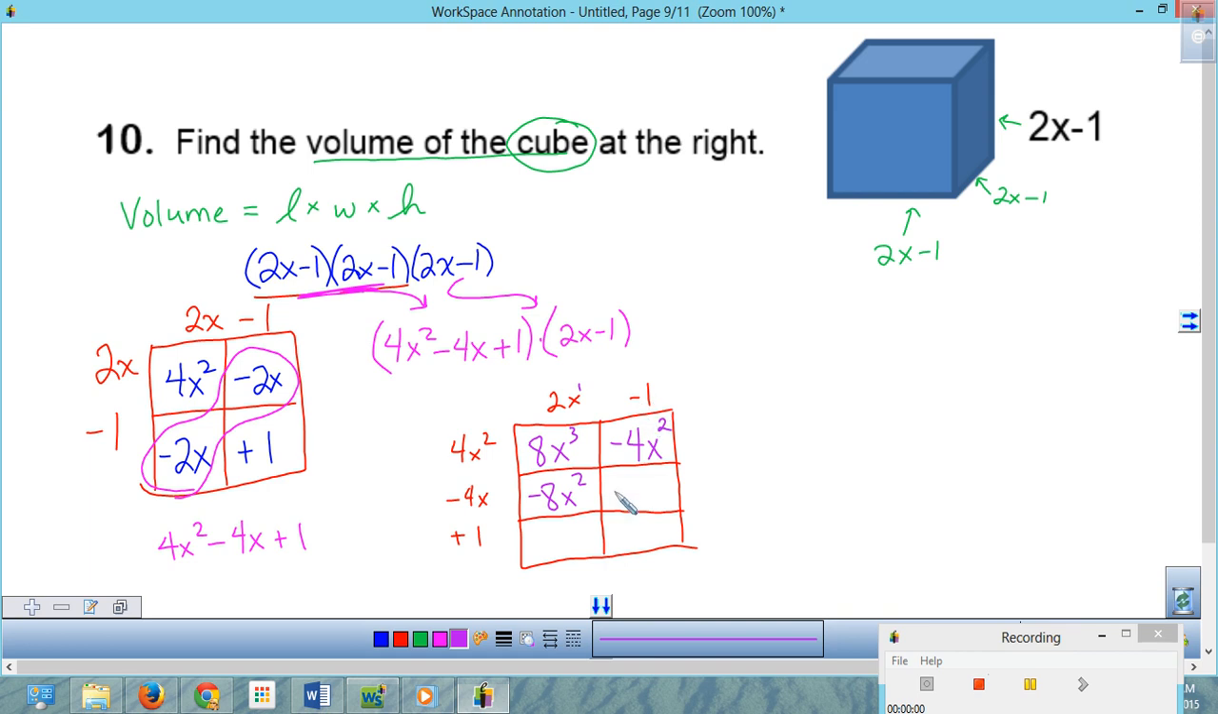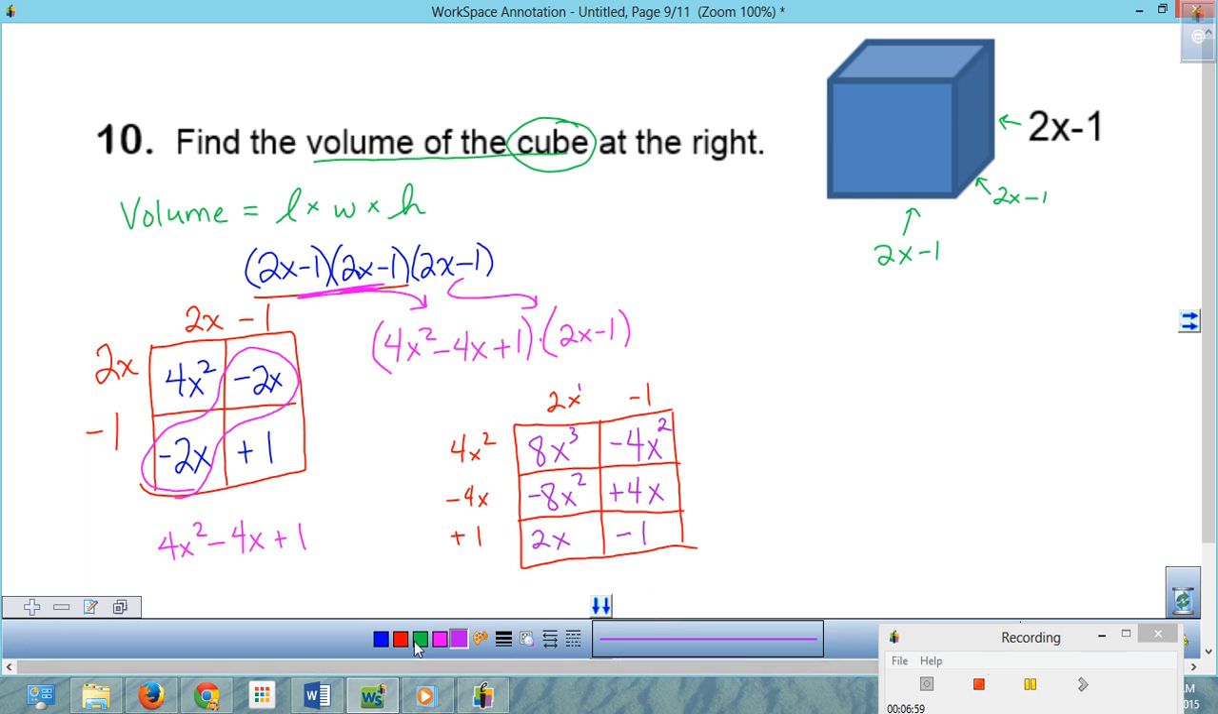Negative 4 times negative 1 is positive 4. And then there's 1x here, and no x is there, so there's just 1x. 1 times 2 is 2, and then you have an x. And then you have positive 1 times negative 1, which is negative 1.